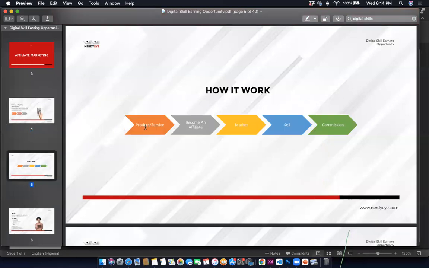An affiliate marketer will look for a product or service. They'll become an affiliate to that particular product or service. They will now start marketing the product, start looking for who will buy the product. They now find customers, they now sell. Once they sell, they earn commission. And that is that about affiliate marketing. So anyhow you do it.